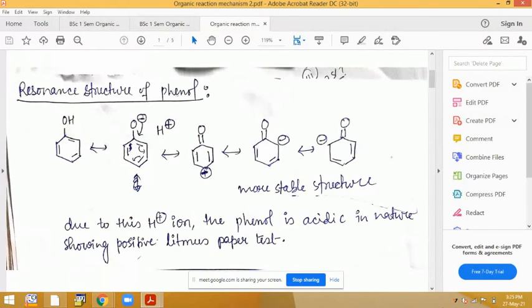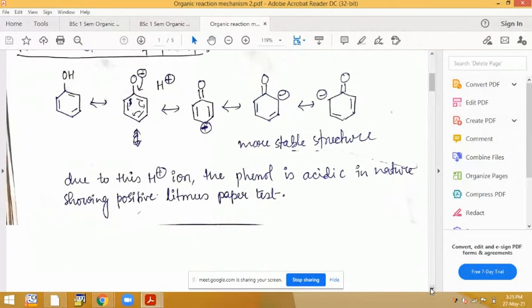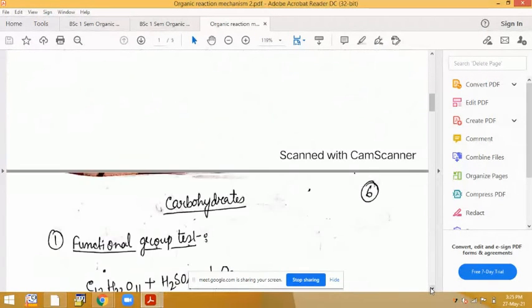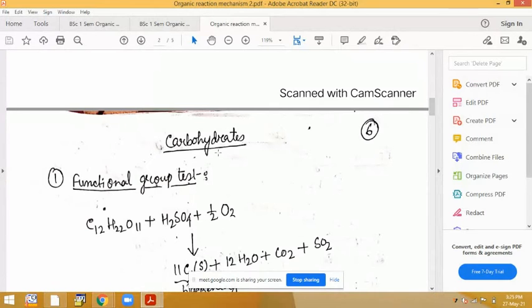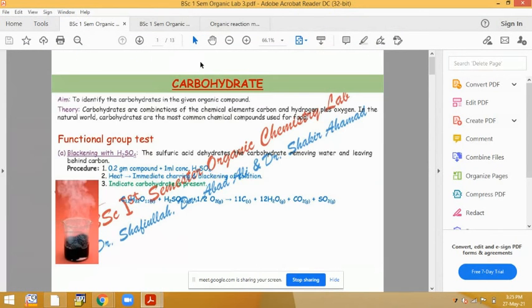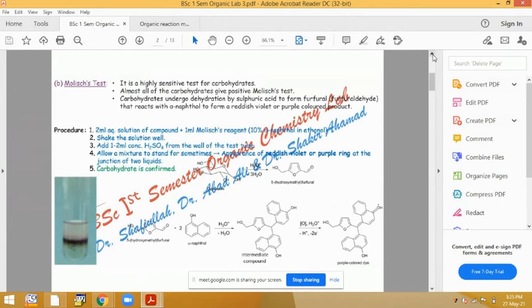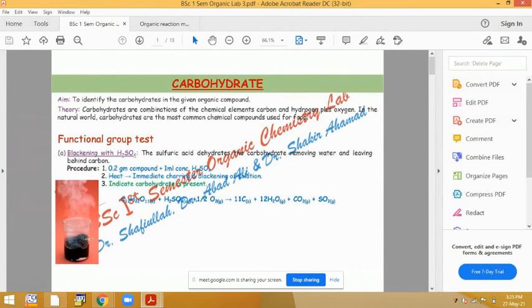Now moving to the second type of compound, which is carbohydrates. In carbohydrates, you have glucose, sucrose, and starch in your syllabus. And you see, for the flame test, if you do the flame test for carbohydrate, it will form a char like this. That is some black color mass if you burn the carbohydrate.